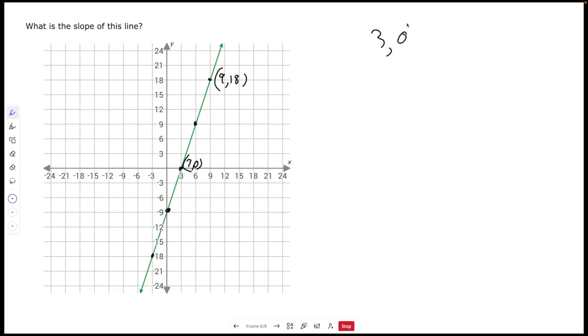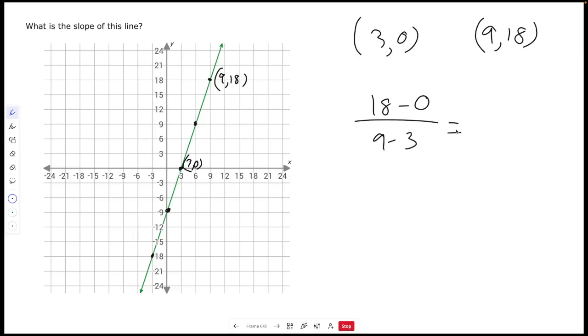And then we have our numbers. So now we just do our normal slope formula. This would be 18 minus 0 on the top, 9 minus 3 on the bottom. This would be 18 over 6. 18 divided by 6 is just 3, and this is our final answer. So if they don't give you the numbers, you need to pick good numbers.